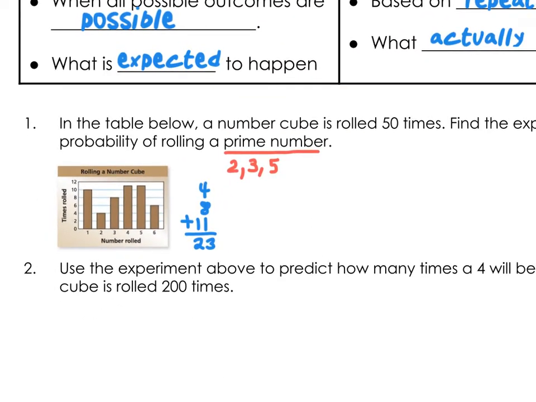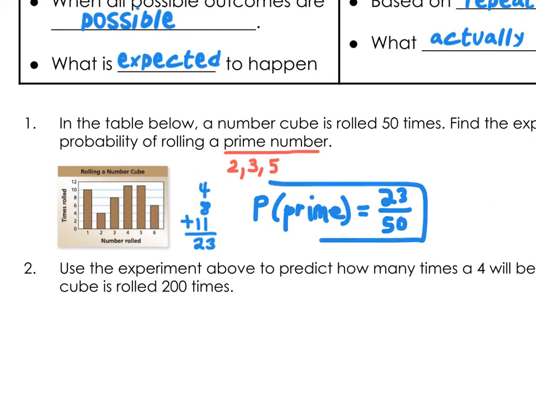So a prime number was rolled 23 times, and the table shows that in total they rolled it 50 times. So our probability of rolling a prime, let's go ahead and write that correctly. The probability of rolling a prime, in simplest form, is going to be 23 out of 50. So that's our experimental probability based on what our experiment says.